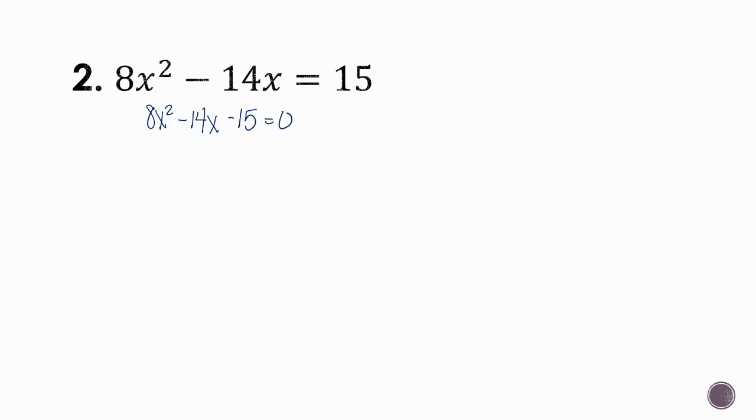I am going to check the discriminant real quick. I don't know if you remember this. The b squared minus 4ac is 196 plus, and then whatever 4 times 8 times 15 is, 480. 480 plus 196 is 676. If I can square root that, then I know it's factorable. And the square root of that is 26. So this is factorable. So let's try factoring here.